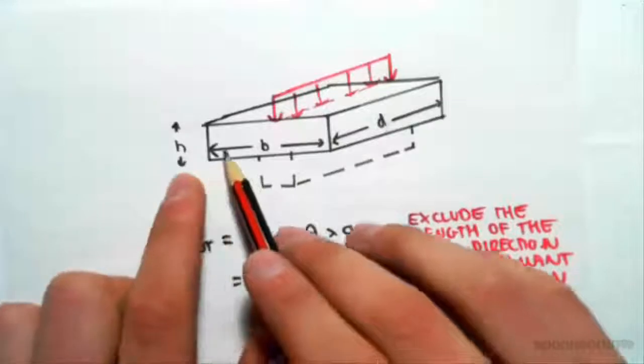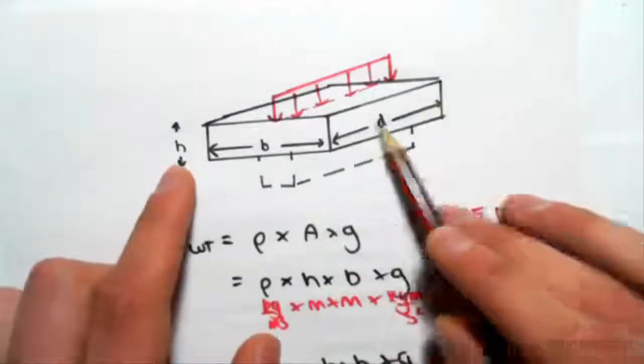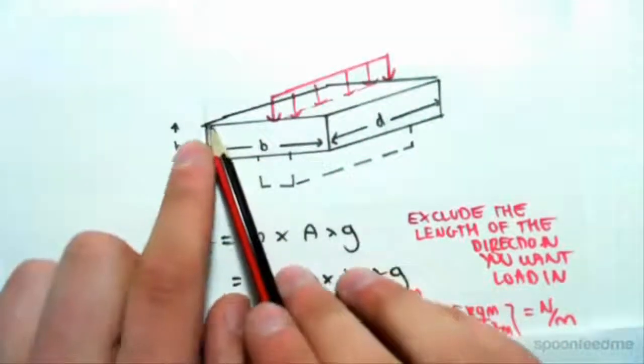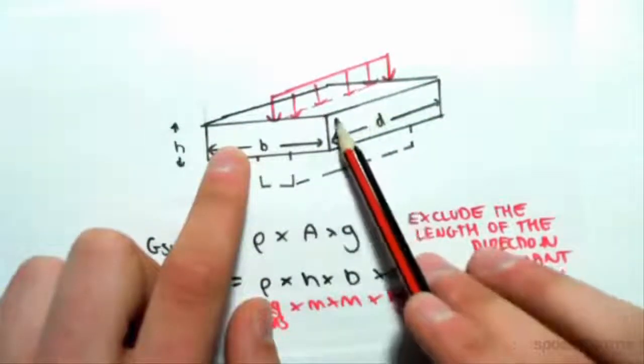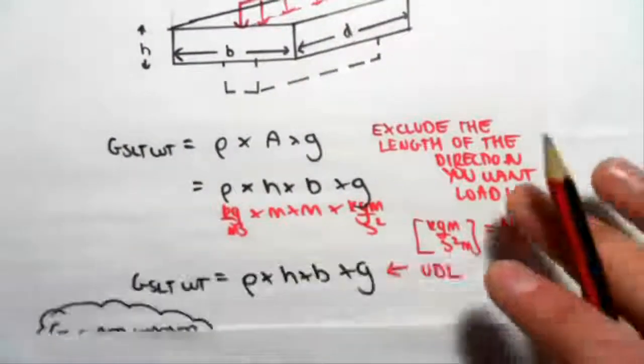If we were to, say, multiply by h by d, we would have a UDL going in the opposite direction. So we would have a UDL like this. I'm drawing in very light pencil, but the UDL would be going in this direction, along that edge there, not along that edge. Okay, so just exclude the length of the direction you want the load to go in.